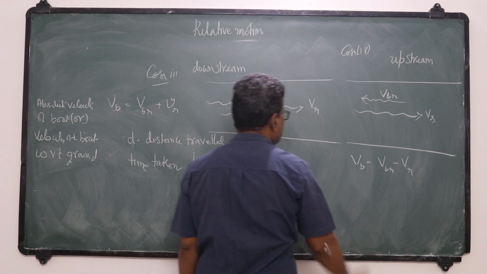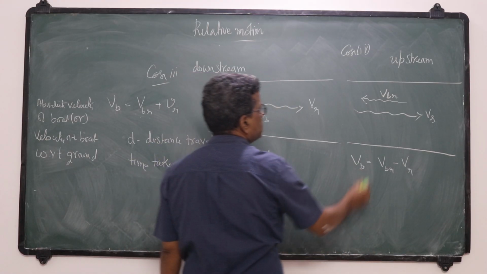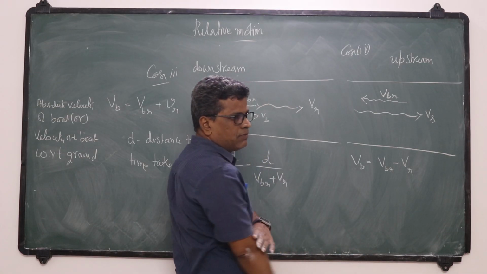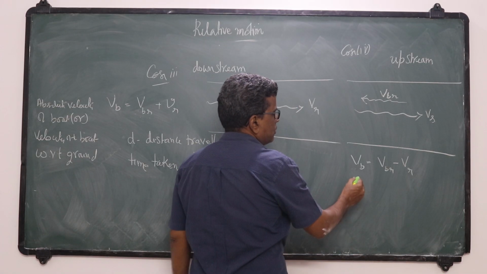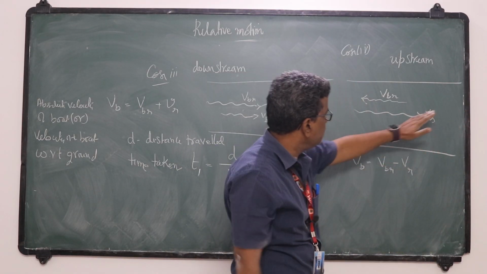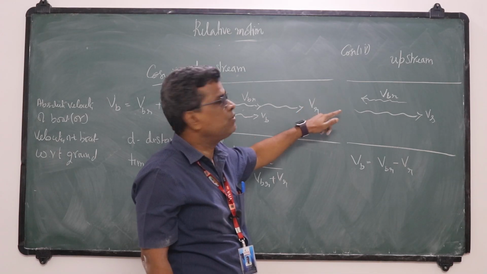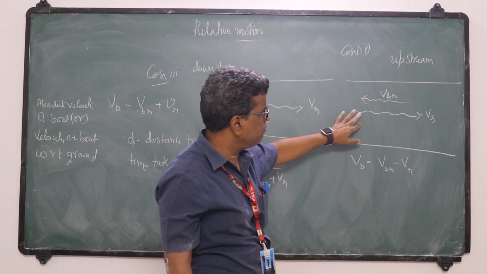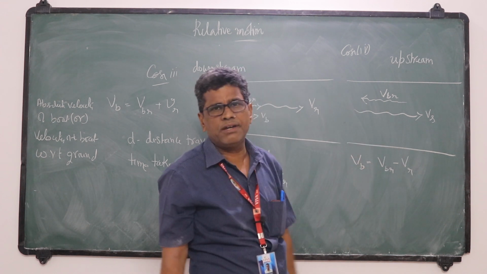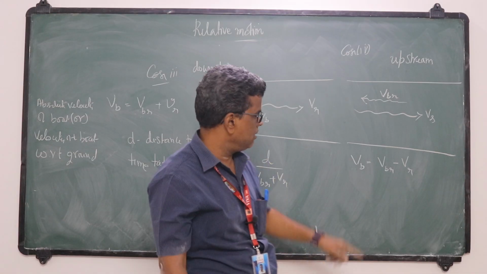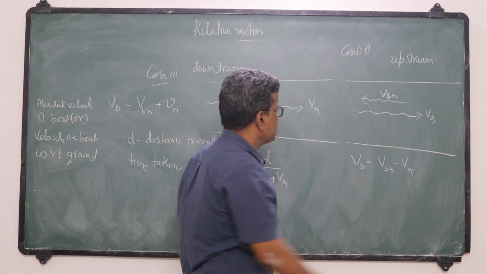So this is the velocity of the boat. Since these two are in opposite directions, this is the absolute velocity of the boat. The river is flowing left to right, and the boat is streaming in the opposite direction. That is called upstream. Now, naturally the speed of the boat decreases, isn't it? Because it is moving against the river water. So the speed of the boat decreases.